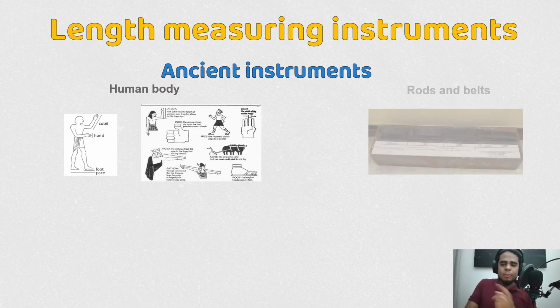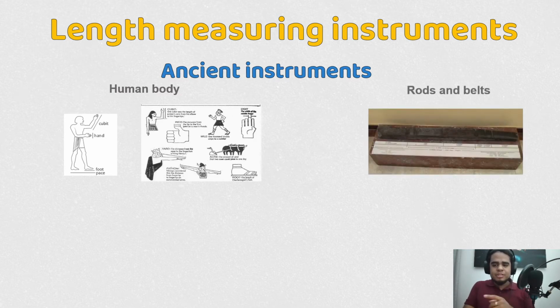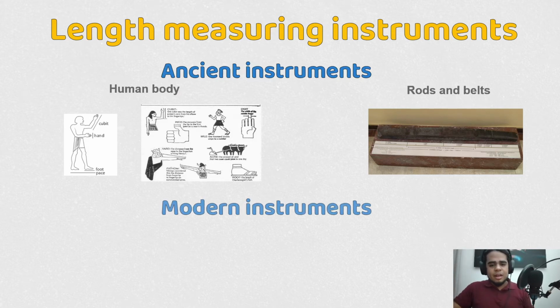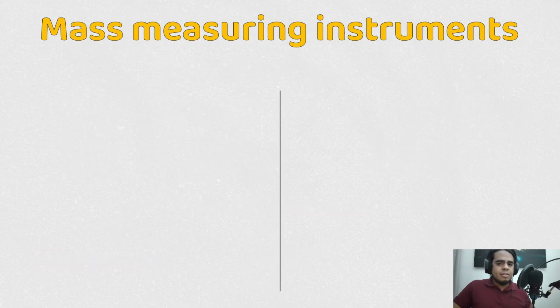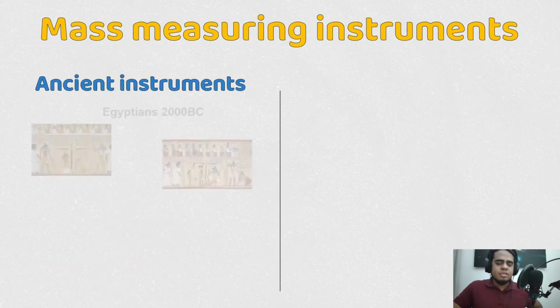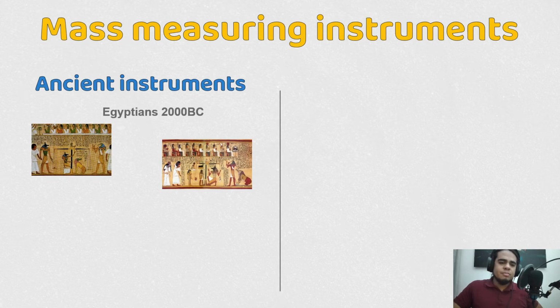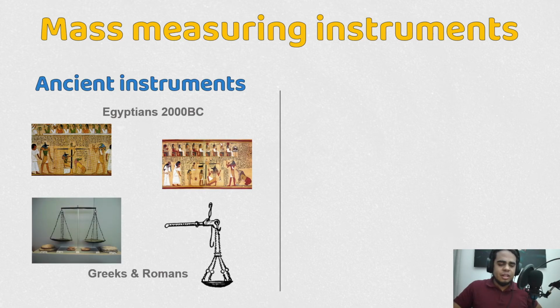So we developed rods and belts that are like ancient rulers, and they print different marks that represent different units. And now, in modern instruments, we have calipers, like the one used in the lab practice, micrometers, and measuring tapes or flexometers. For the mass measuring instruments, in ancient instruments, we have scales used by the Egyptians, Greeks, and Romans.